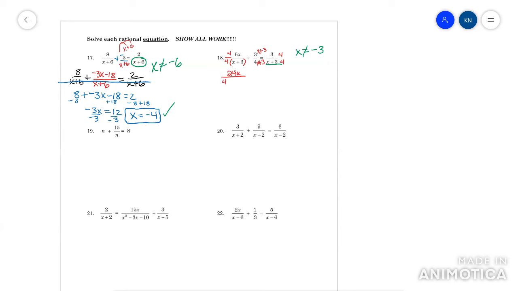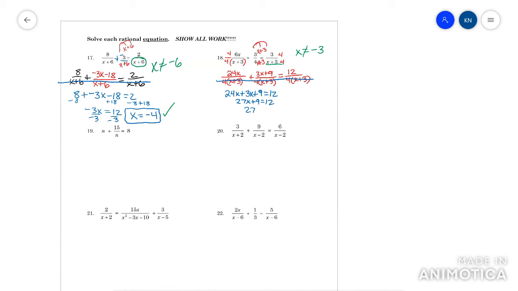24x over common denominator plus 3x plus 9. Don't forget to distribute here. 3x plus 9 over common denominator equals 12 over common denominator. Now that the denominator is all the same, you can basically ignore it and just solve the top. So you'd get 24x plus 3x plus 9 equals 12. So 27x plus 9 equals 12.